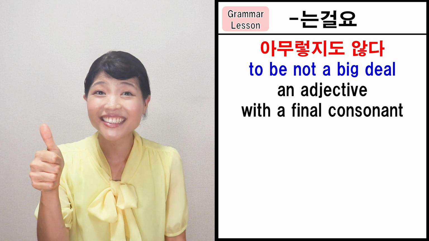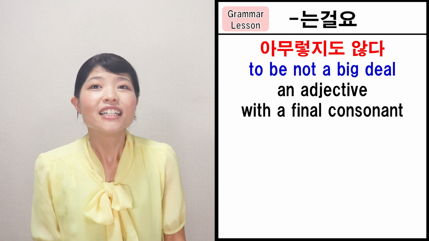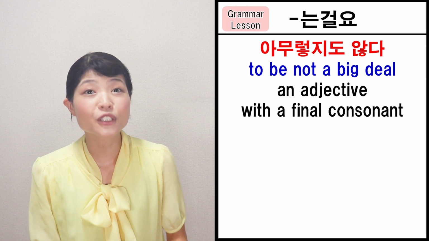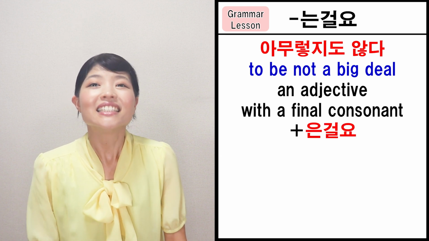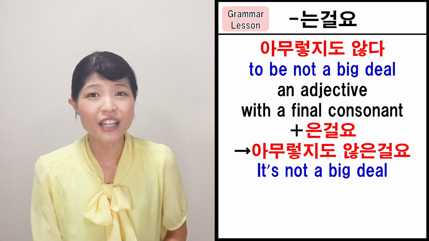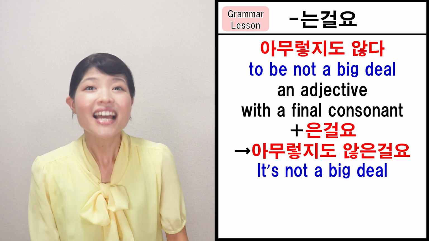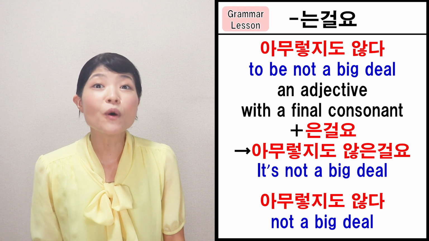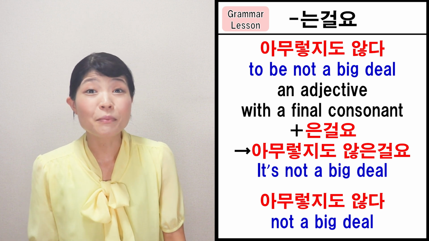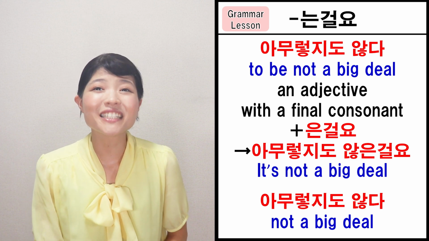Do you get it? 아무렇지도 않다. To be not a big deal is an adjective with a final consonant. So you add 은걸요 to make 아무렇지도 않은걸요. It's not a big deal. And 아무렇지도 않다 is a useful expression meaning not a big deal. So please keep it in mind.